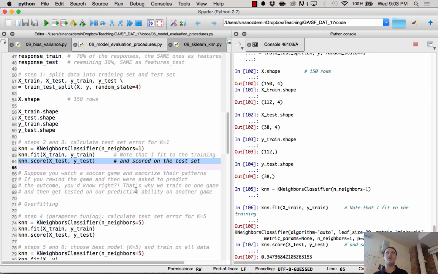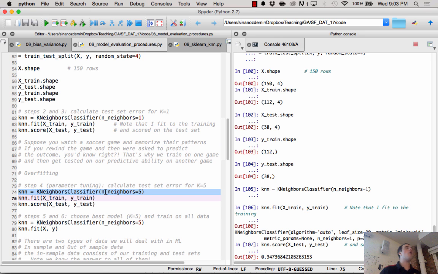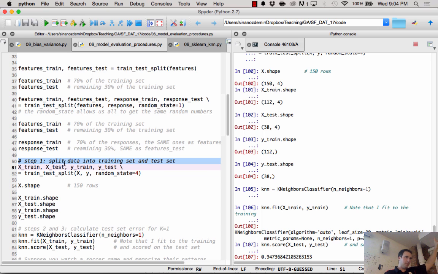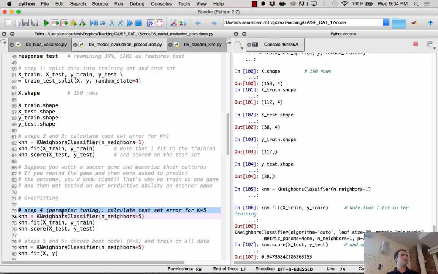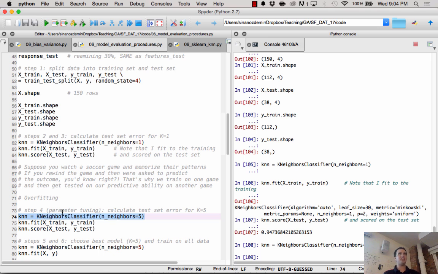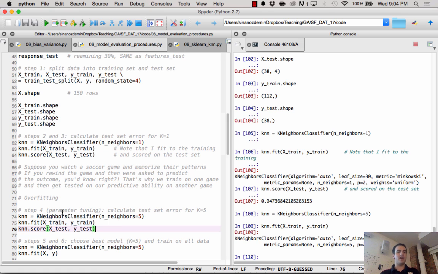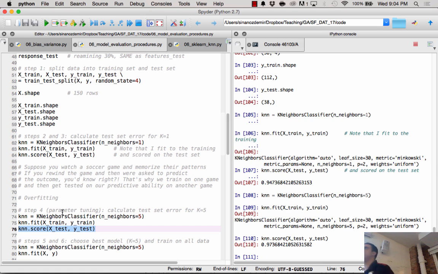So we're no longer fitting and predicting the same. It's not allowed to memorize anymore. So step 4, we're tuning our parameter. Step 1 was split the data up. Steps 2 and 3 were to calculate the actual accuracy, your error. Step 4, tune it. Make it better. Instead of 1 neighbor, try 5. At line 74, instantiate a new scikit-learn model with 5 neighbors. Same thing. Fit it to the training, score it on the test, 97.3.